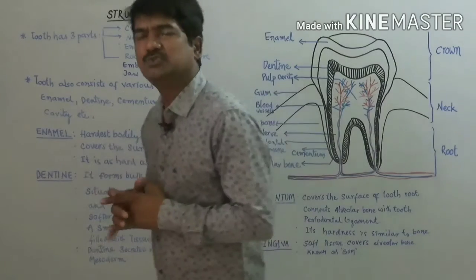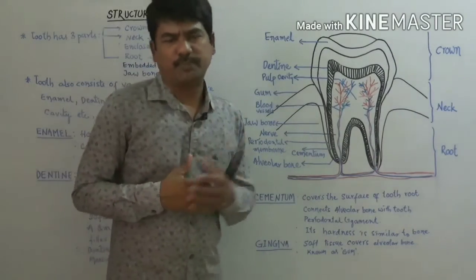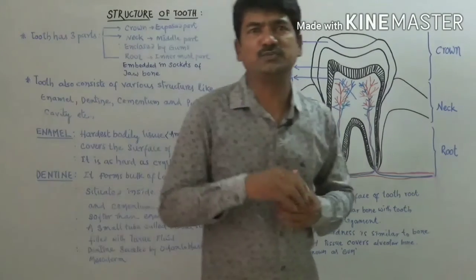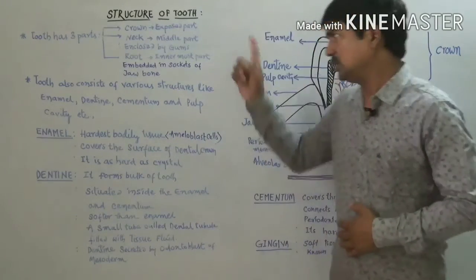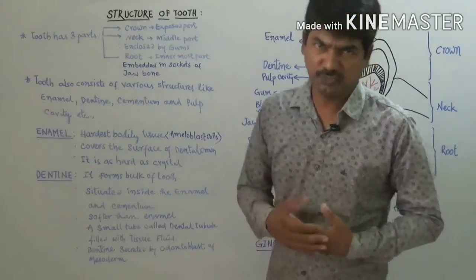Teeth are very important for the mastication of food. When a person has taken large pieces of food, they have to be crushed into small pieces. The crushing of food takes place through the teeth. So teeth are very important for the mastication of food.